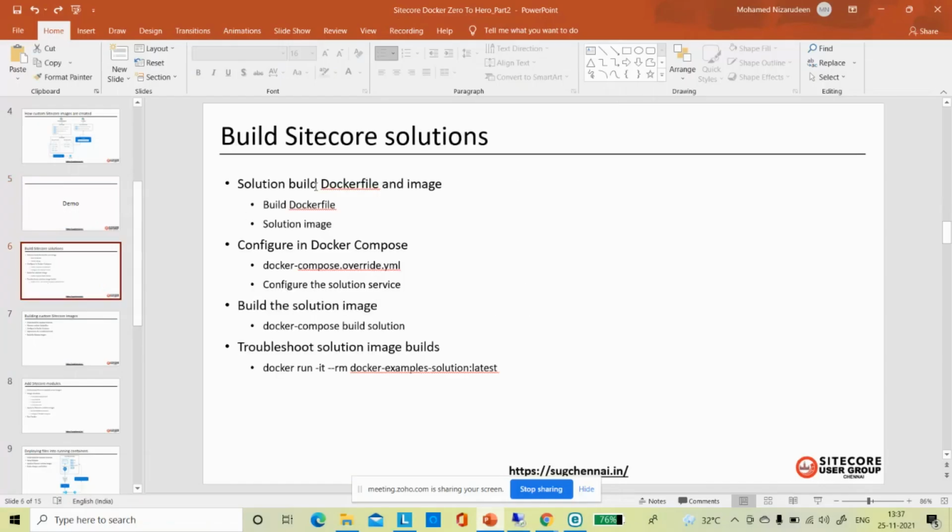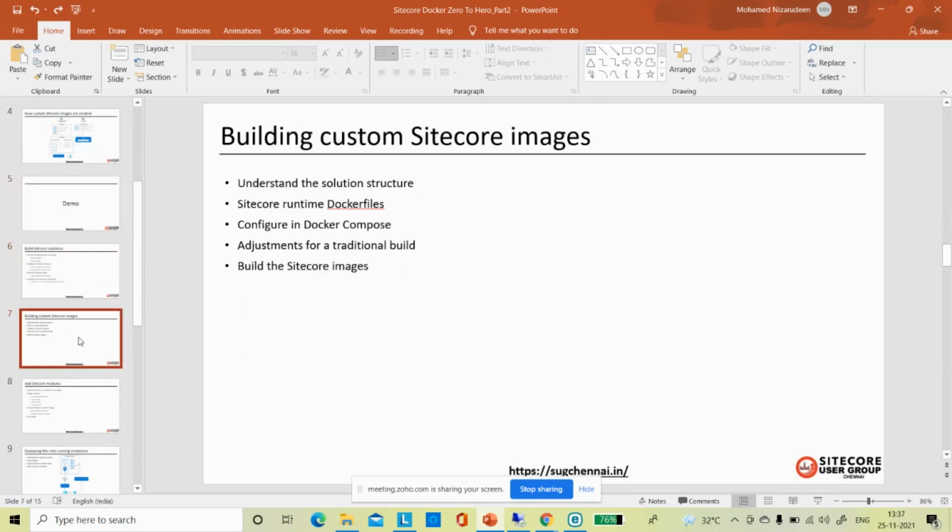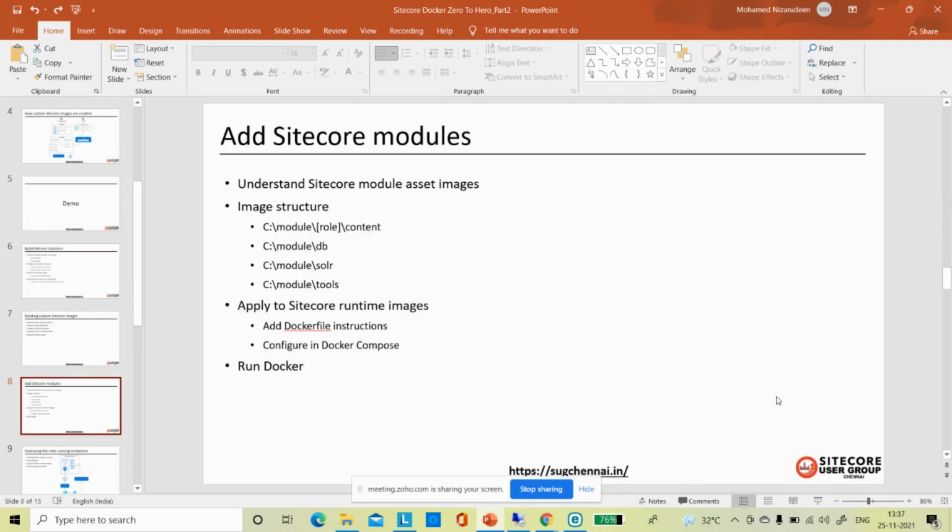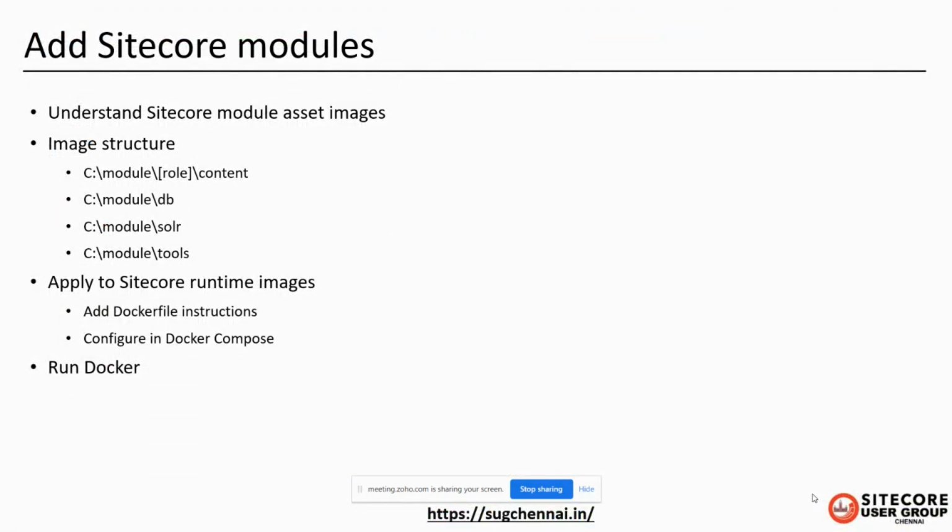So we've seen how to build the Sitecore solution, and we've also seen how to build Sitecore custom images, right? Now I'll show you how to include additional Sitecore modules when you build custom Sitecore images. For this demo, we'll include SPE and XSA. You can follow the same process for other modules as well.